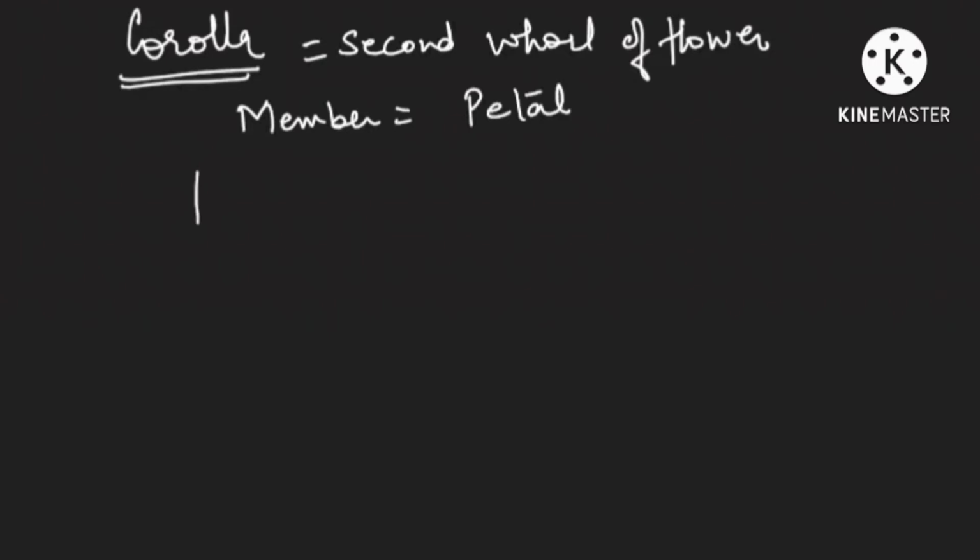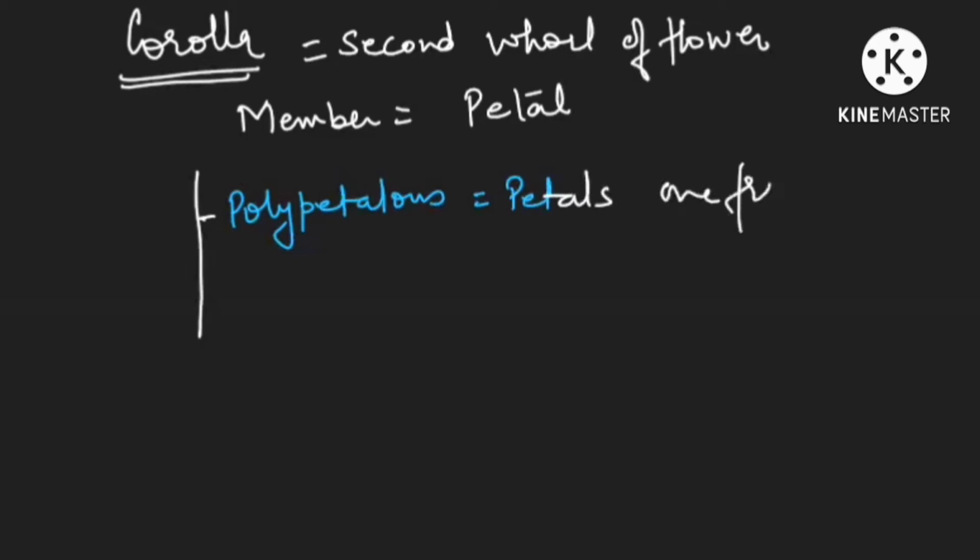Same conditions: if the petals are many and free, then you say it is the polypetalous condition. Polypetalous is when the petals are many and they are free, not fused. But when the petals are fused, then you say gamopetalous.